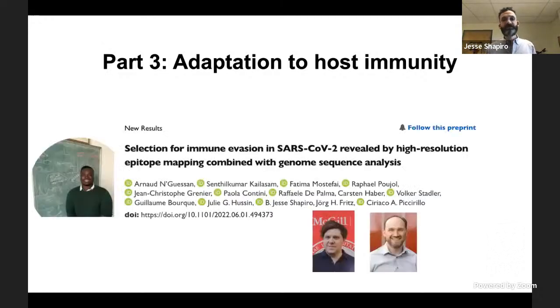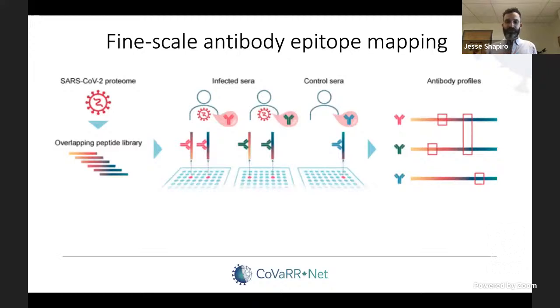All right, this is another piece of collaborative work, another recent preprint, not as recent as this week, but pretty recent, that was led by a master's student in the lab, Afno Nguyen, who's now a PhD student in Toronto. And this was work that was led by 2 immunologist colleagues at McGill, Jorg Fritz and Ciro Piccirillo. Jorg and Ciro did the experimental part of the study, which was to do fine scale antibody epitope mapping.